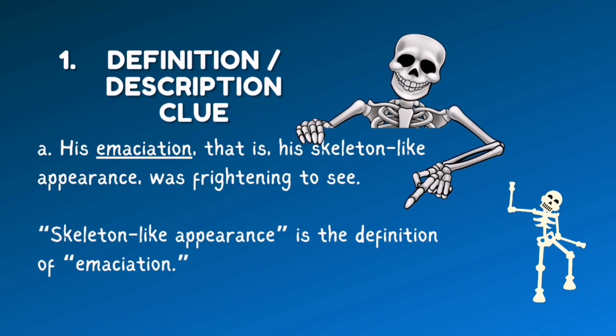Example: his emaciation, that is, his skeleton-like appearance, was frightening to see. Notice here that skeleton-like appearance is the given definition of emaciation. That is signals the definition.